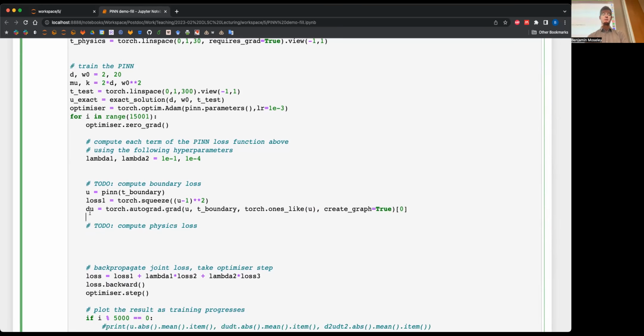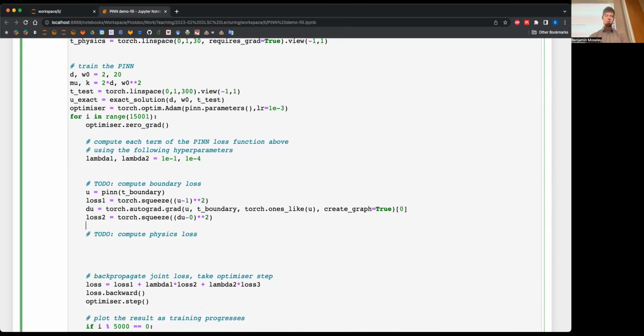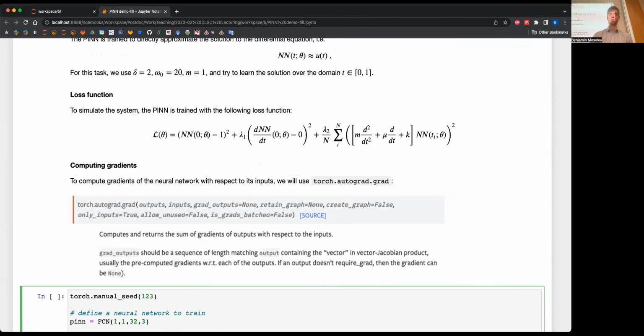So yeah, hopefully this is going to compute this, and then we need to compute the second loss term, which is u minus 0 squared, like this. And then we're going to also need to squeeze this like we did for the first one. Okay, so hopefully that works. So that's the boundary loss. We've done the first 2 terms.